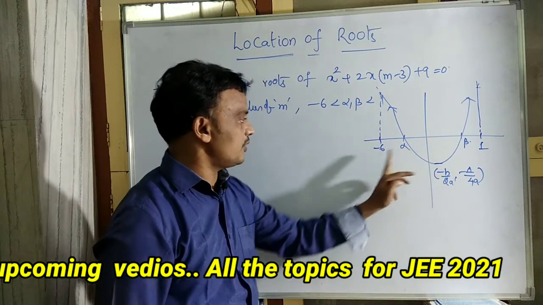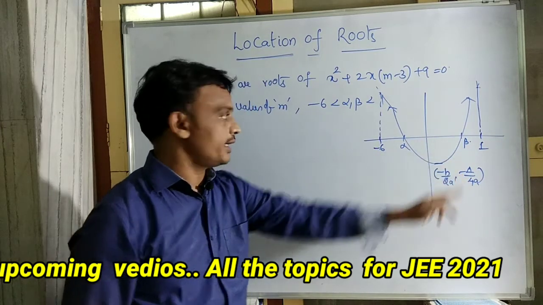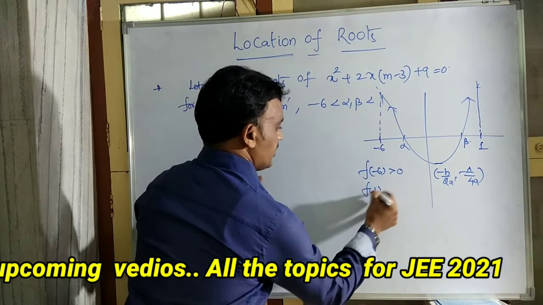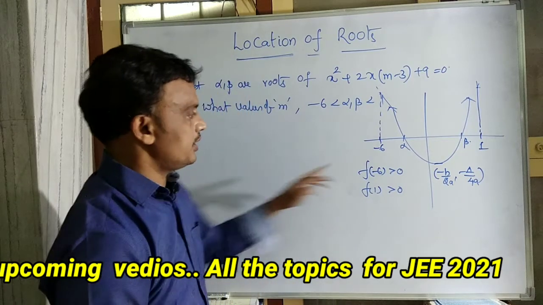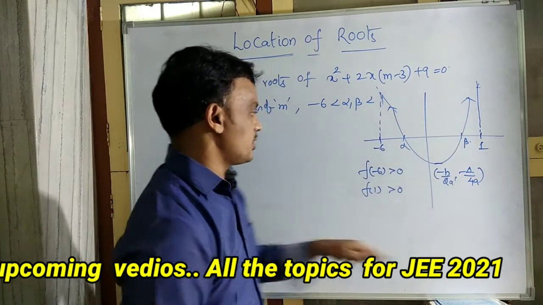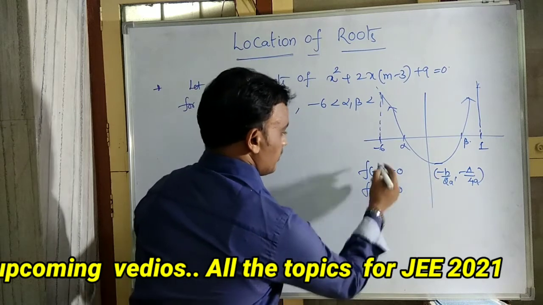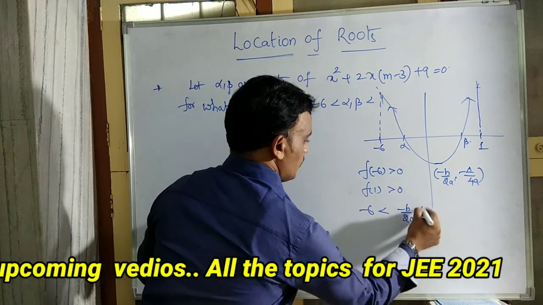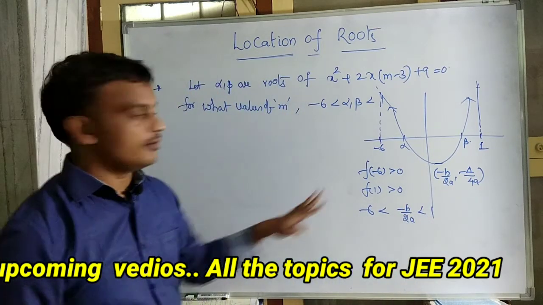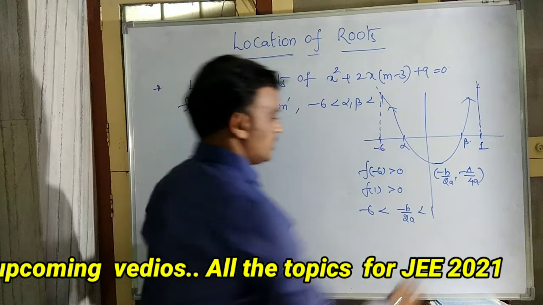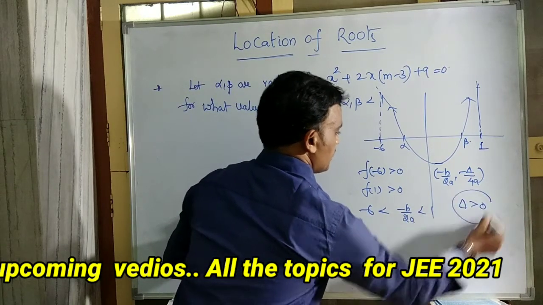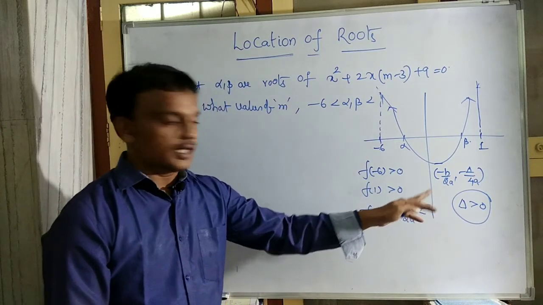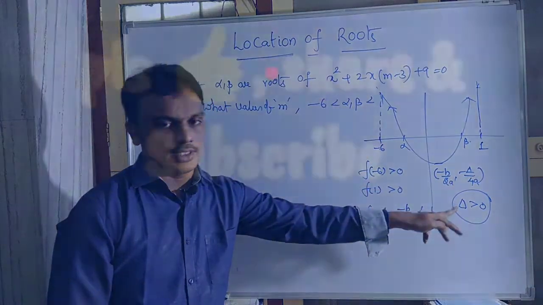lies in between minus 6 and 1. I can take the conditions like this. First condition is f of minus 6 is positive and f of 1 is positive. And one more condition: minus 6 is less than minus b by 2a, which is less than 1. And the common condition is that there are clearly two roots, so delta is greater than 0. We should solve all those things and take the intersection of these four conditions. Come on.